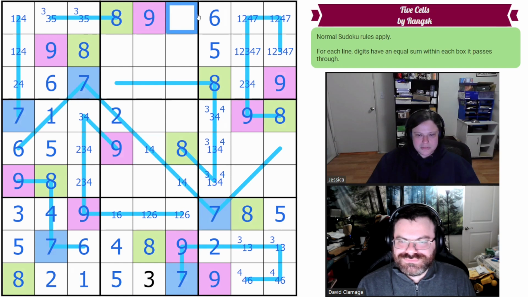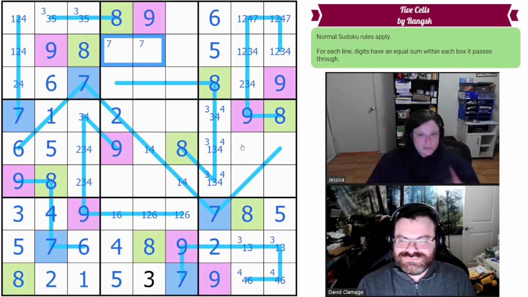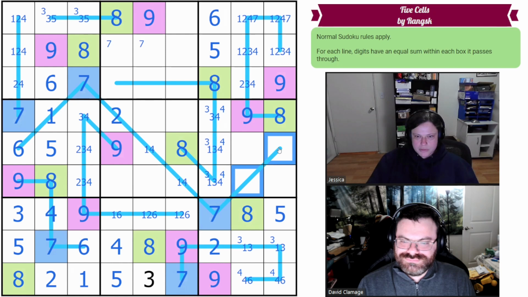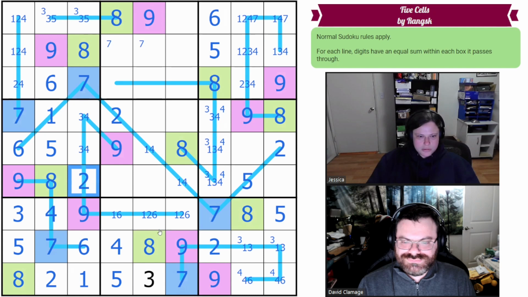So one of those is a 7, so those aren't 7s. 7 in this box is one of those. I'll put that. Why not? Did I miss any sums? Oh, what, can I do this one? It can't be 3, 4. It can't be 1, 6. So it must be 2, 5. Oh yeah, we said that was going to resolve itself, didn't we? Yep. And so those aren't 2s. And that's not. Oh, hey, that's a 2.